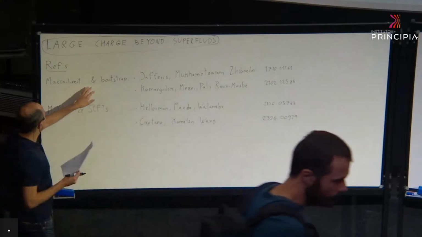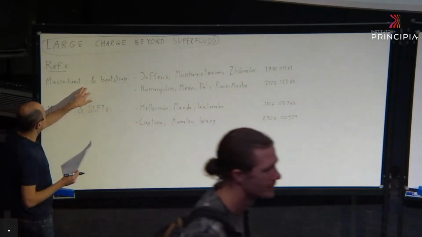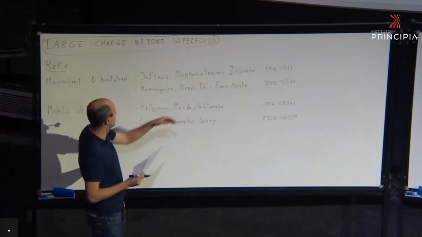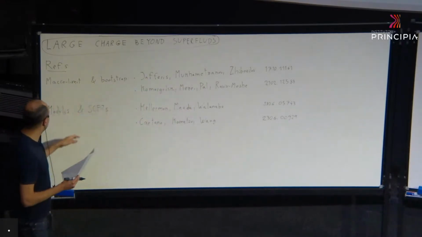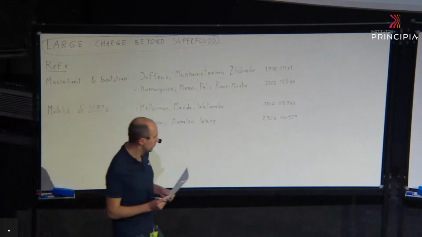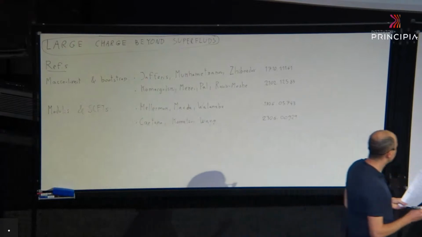So the first part will roughly discuss the macroscopic limit and maybe the bootstrap, and these are the two references, which I think are the clearest ones. And the last part will discuss moduli spaces and superconformal field theories if we have time. I think that I'll discuss it for sure.